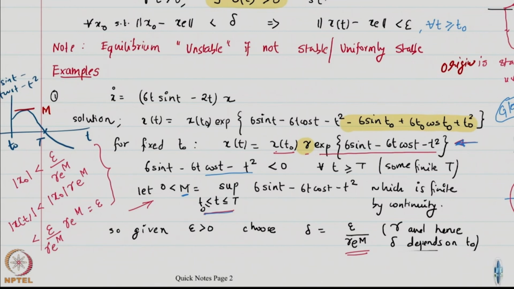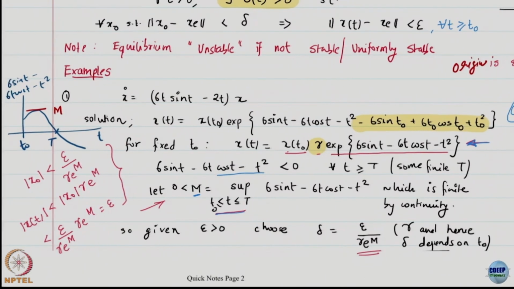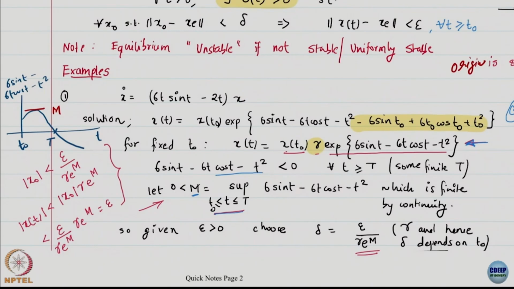First thing to note: what do we have to do? We obviously have to find, given an epsilon, a delta. This is our job, this is what we are trying to do here. Before getting to that, I want to understand this function. For this function, 6 sin t minus 6t cos t minus t square has to be negative for some large time.